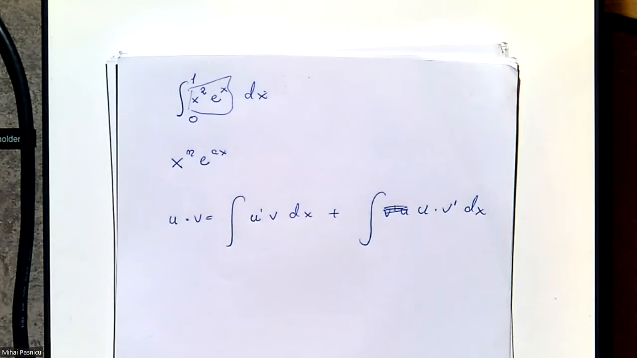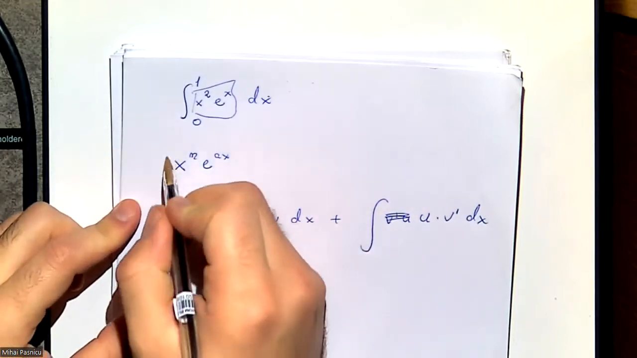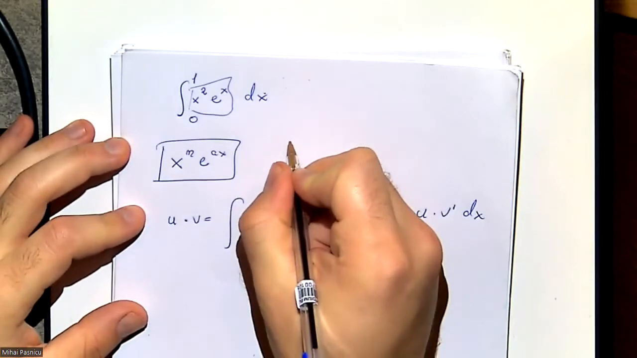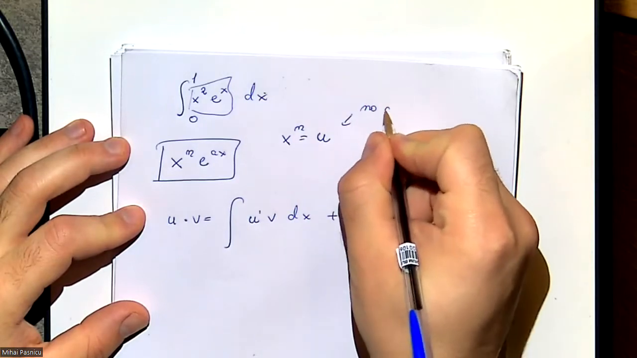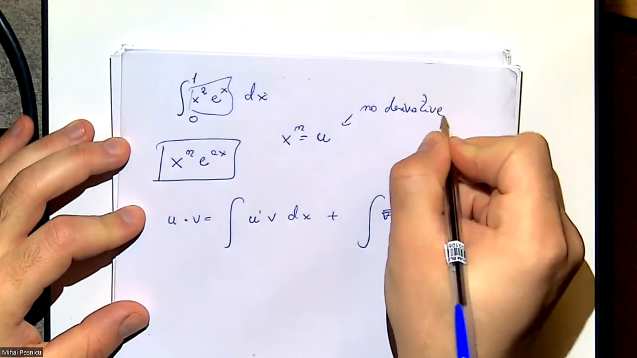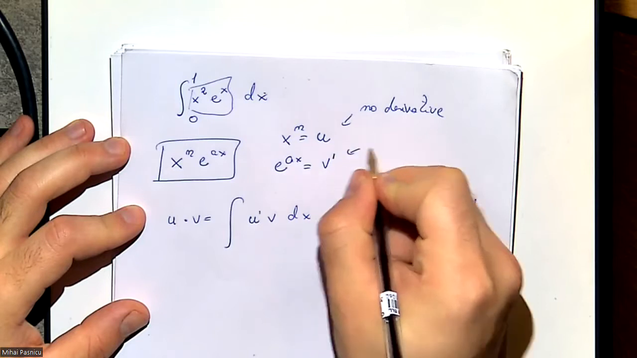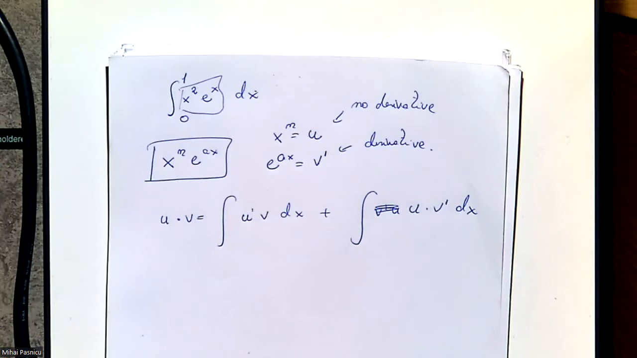Remember, the challenge I said with by parts is not remembering the theorem or the calculation. It's just choosing which one is u and which one is v. Remember I said that? I think I mentioned it like 20 times. So I'm going to tell you, whenever you have this thing to solve, you need to take x to the n as the no derivative part, and e to the ax as being v prime, the derivative. Okay. This is how we solve this type of problem always.